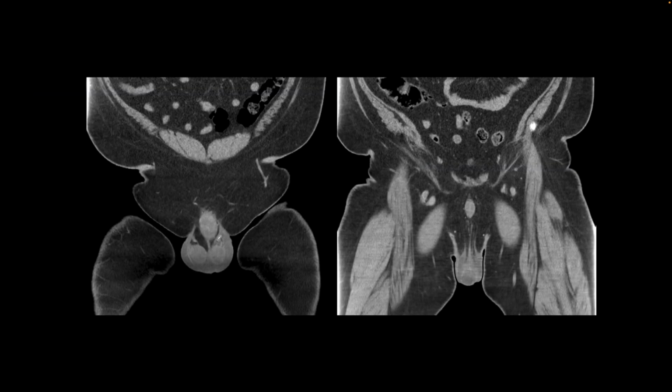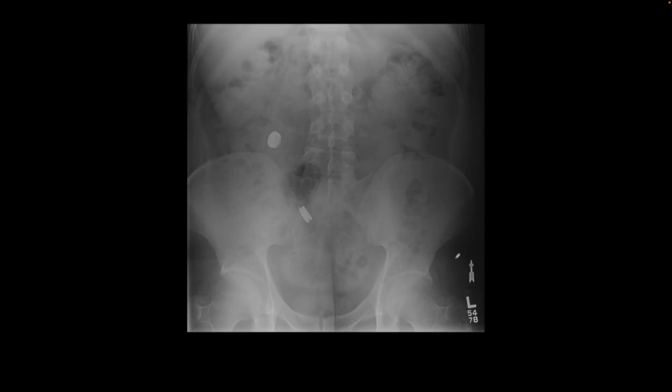Here's a corresponding CT scan. More anteriorly, we see the normal testicles and some reactive hydrocele. More posteriorly, we see this complex cystic mass involving the scrotum, consistent with the abscess that we saw earlier on the ultrasound. Here's our next patient.